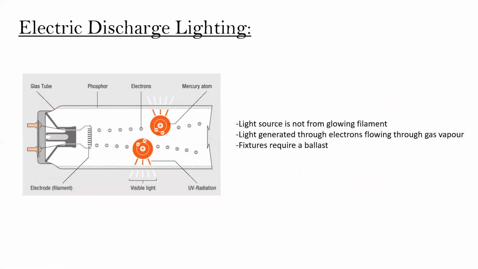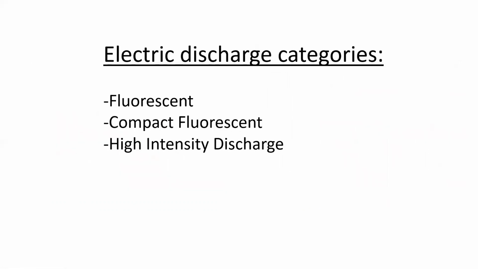Electric discharge lighting. The light source is now not from a glowing element, rather it is generated through electron excitation as it flows through gas vapor. And the fixtures require something called a ballast. So let's look at how they actually function. There's a few different categories. There's fluorescent, compact fluorescent, and high intensity discharge categories of electric discharge lighting.